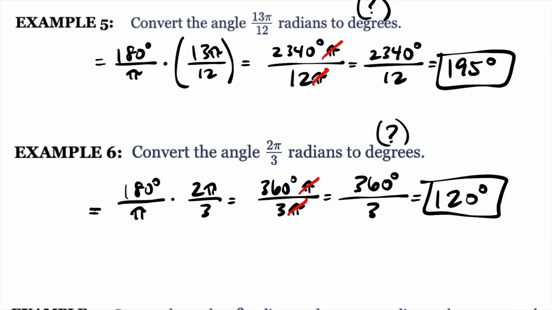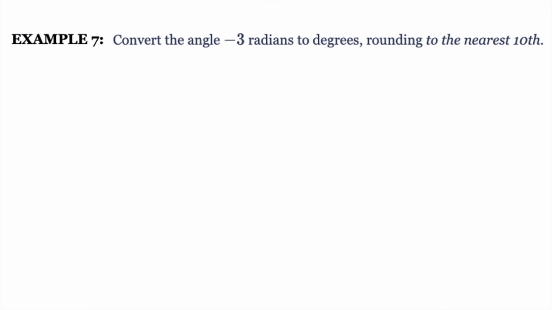That one's a popular one. 2 pi over 3 is very popular. That's the one you'll see. 13 pi over 12, you won't really see a lot, but 2 pi over 3 is a very common angle, 120 in quadrant 2. All right, last one in your notes.